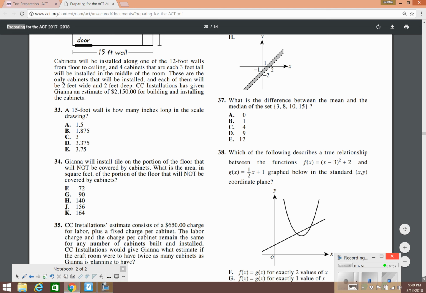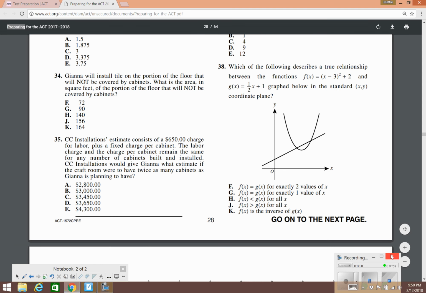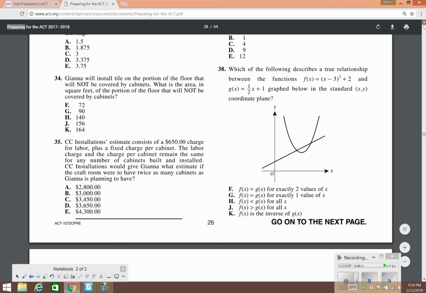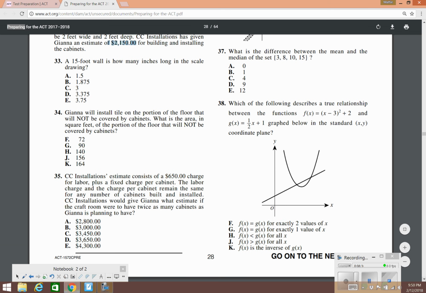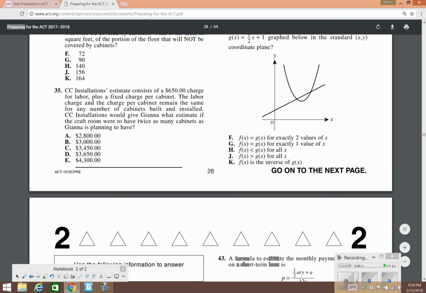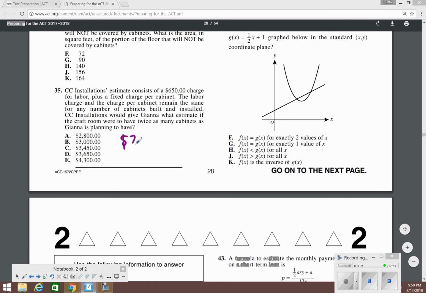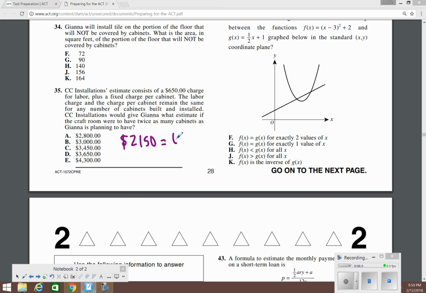Number 35 says CC Installations estimate consists of a $650 charge for labor plus a fixed charge per cabinet. So what they told us is that basically they gave her an estimate up here of $2,150 for building and installing. So $2,150. And now they give us a little bit more information. They say in that $2,150, that is a $650 charge for labor plus a fixed fee per cabinet. So in this case, I'm going to say whatever the fee is times however many cabinets she's getting.